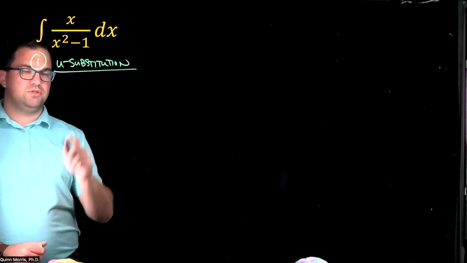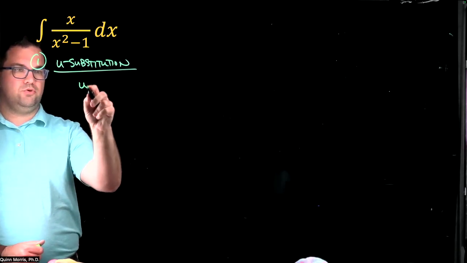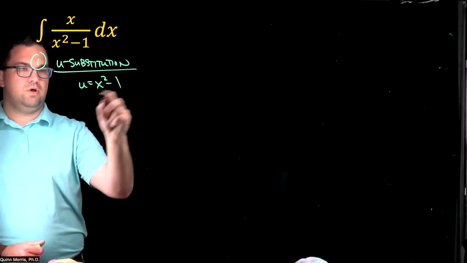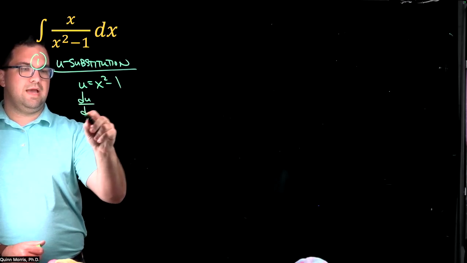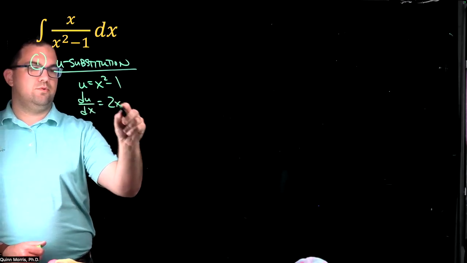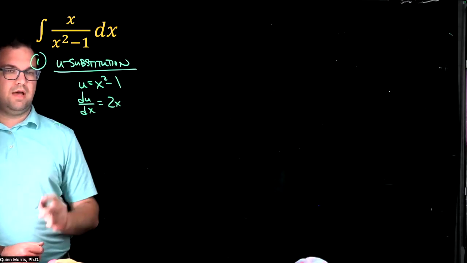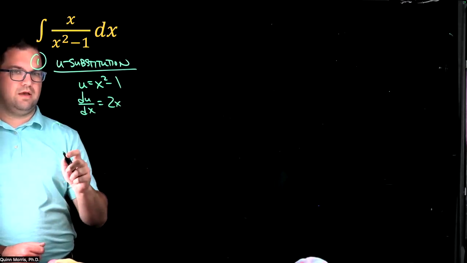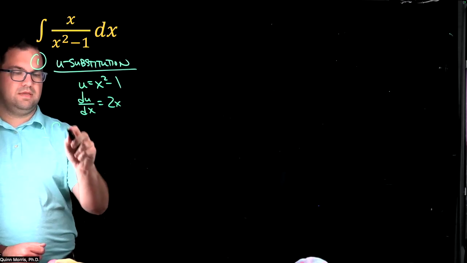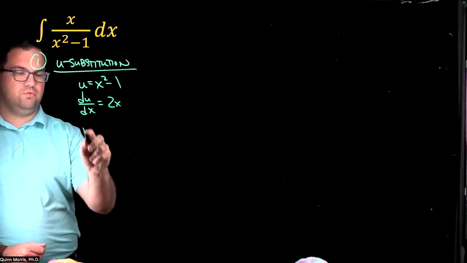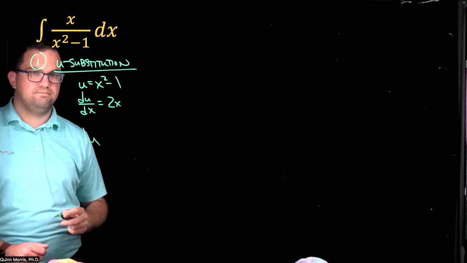So if I perform a u substitution on this integral, I'm going to let u be x squared minus 1. My du/dx will then be 2x. And then once I make the u substitution, I will end up with 1/2 the integral of 1 over u du.